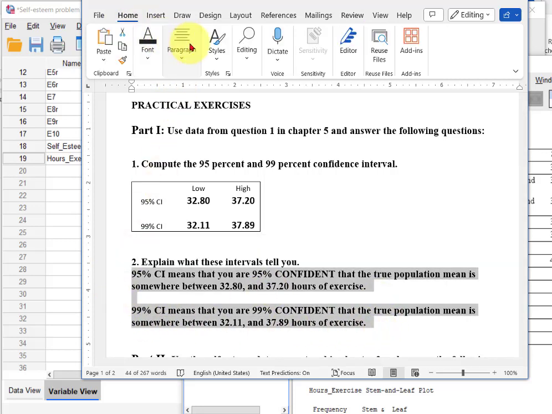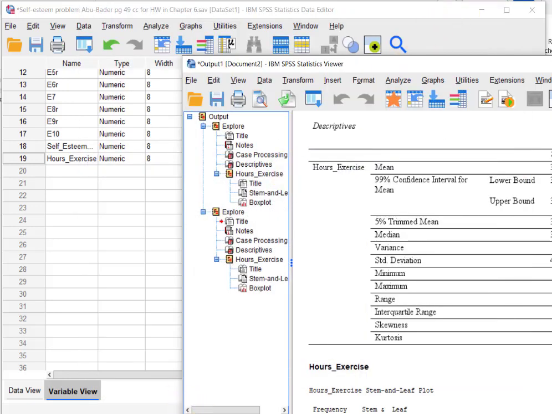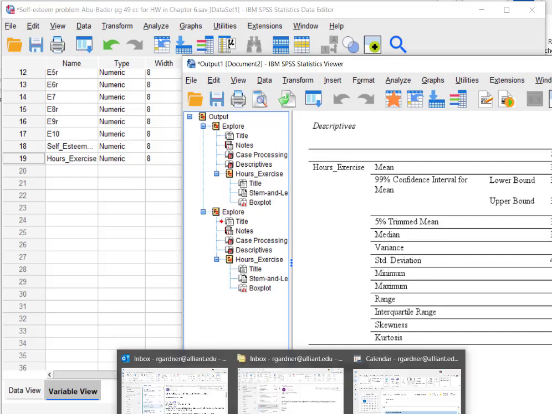Here, let's get these all highlighted. And, oh, shoot. Please hold. Let's get these highlighted. Where'd he go?